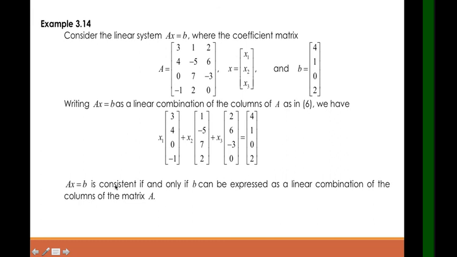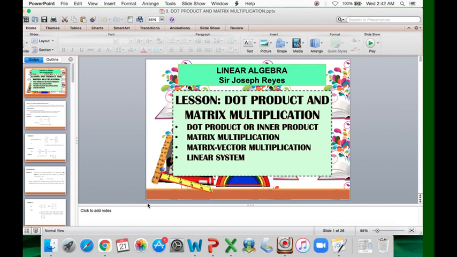Ax equals b is consistent if and only if b can be expressed as a linear combination of the columns of A. So later on, we will try to identify if it is a linear combination or not. So that's all for now about the dot product and matrix multiplication, specifically dot product or inner product, matrix multiplication, matrix-vector multiplication, and linear systems. With that, thank you very much for listening.